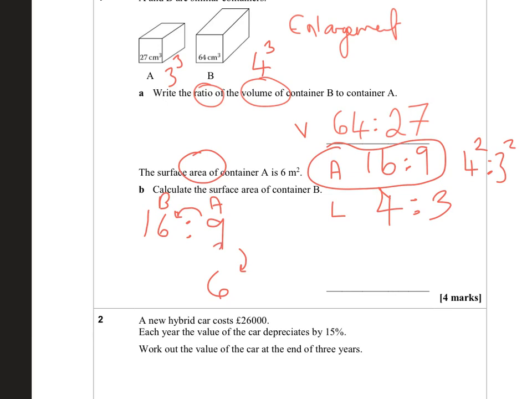I could divide 9 by 3 to get 3, and then times by 2. Alternatively, you could just times the whole thing by 2/3. And here, you could times this by 2/3, because 6 is 2/3 of 9. Okay, well 16 times 2/3 is 32 over 3. So we've got 10 and 2/3, which is 10.6 recurring, or 10.7 metres squared.